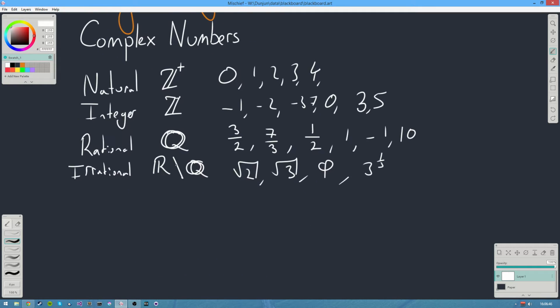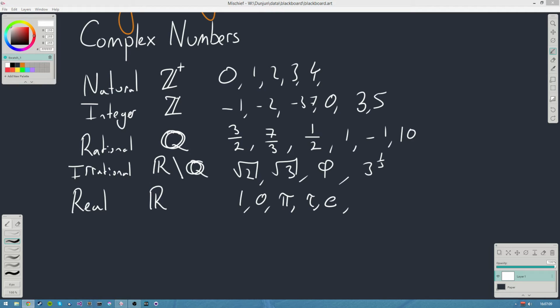And then the other set is the real numbers. And the real numbers could be 1, 0, pi, tau, e. Just anything like that. So these are called the real numbers. These are not expressible by algebraic expressions. So they're the kind of sets of numbers there are.